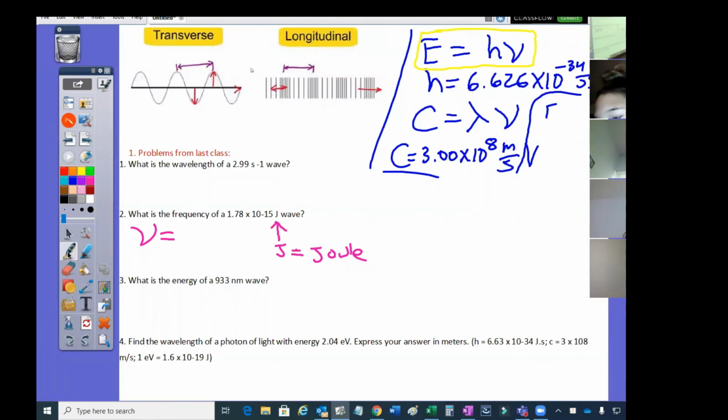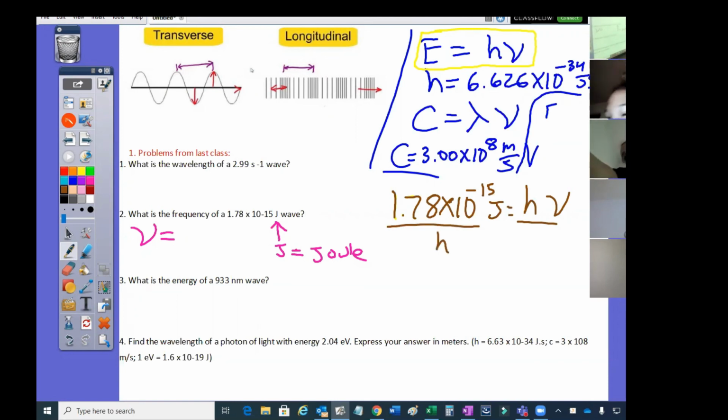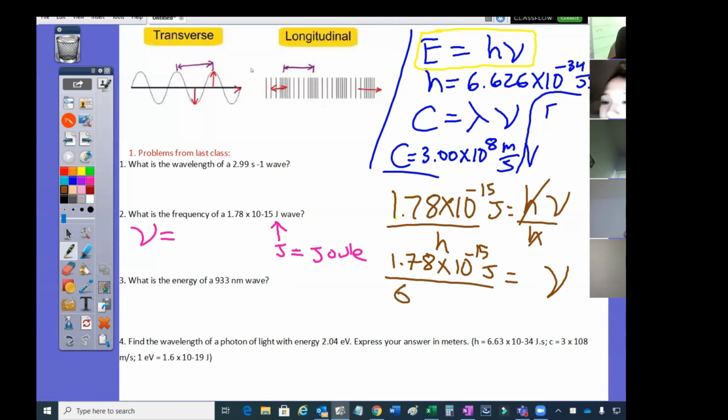So we have a frequency. Oh no, we want a frequency. We got energy. So we have 1.78 times 10 to the minus 15 joules equals h times frequency. We want frequency, so we better divide both sides by h, and we get frequency by itself. H is 6.626 times 10 to the minus 34 joule-seconds. Look what happens to joules. Joules cross out, and we get per second, which is a unit of frequency.